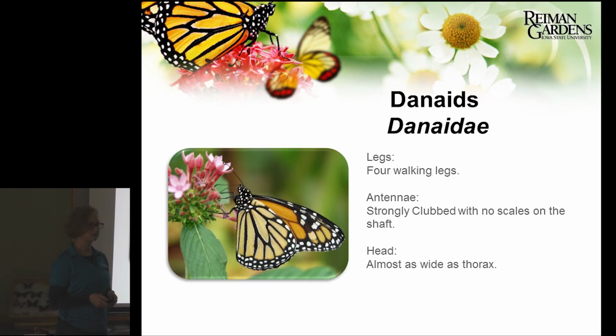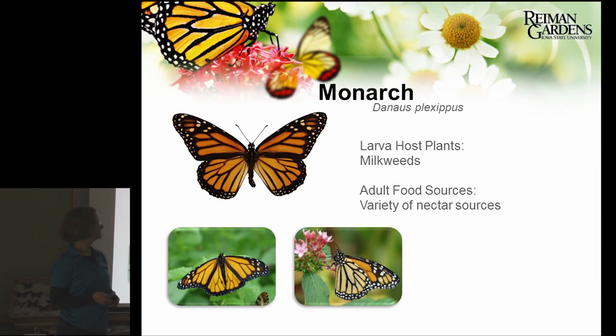So the Danaids, or the monarchs, these guys use 4 walking legs also. Their antennae are strongly clubbed, and their head is almost as wide as their thorax. So just one butterfly in this family that you need to learn. The monarch. Most people can readily identify this butterfly.